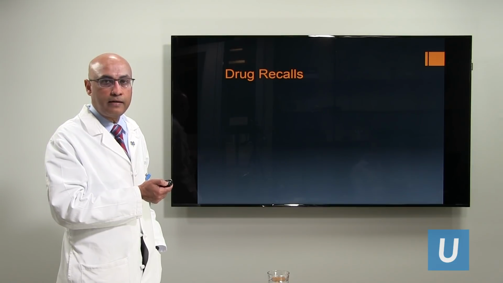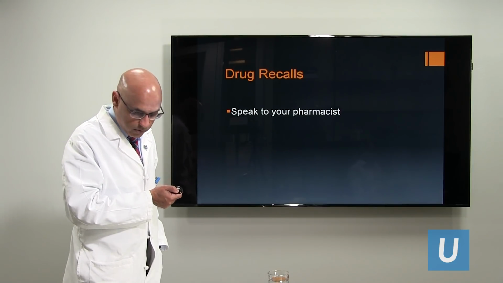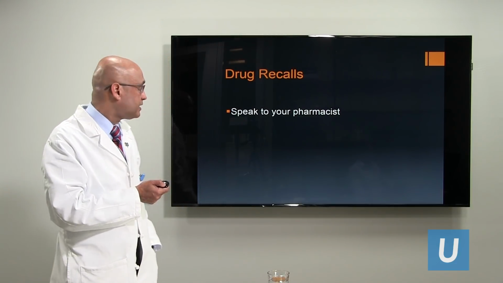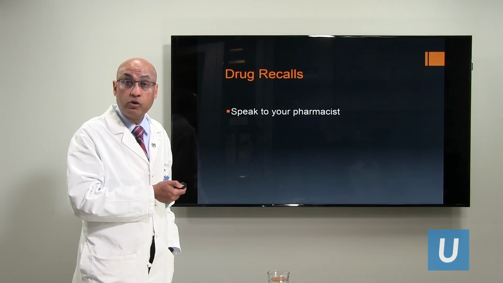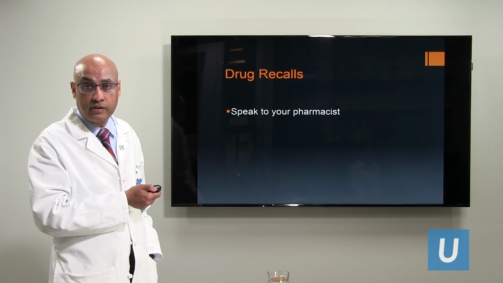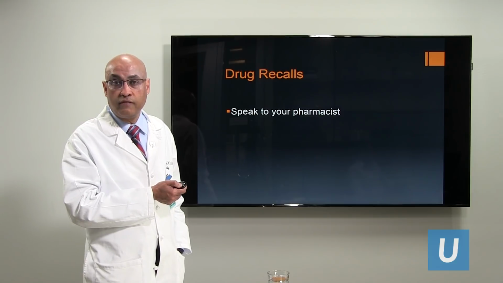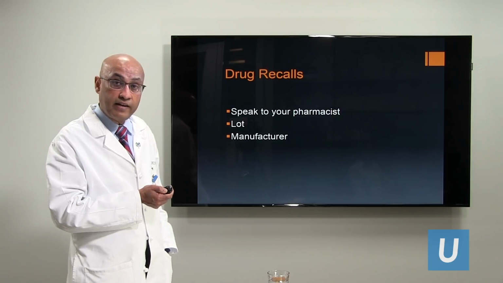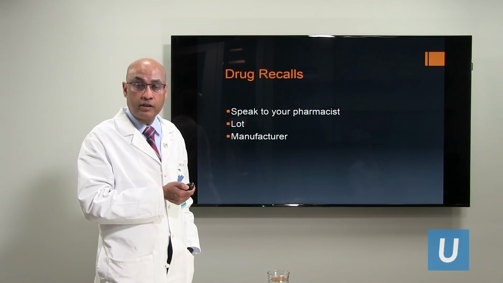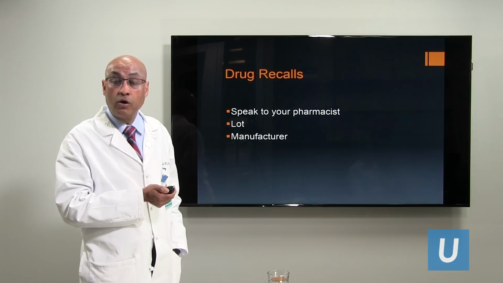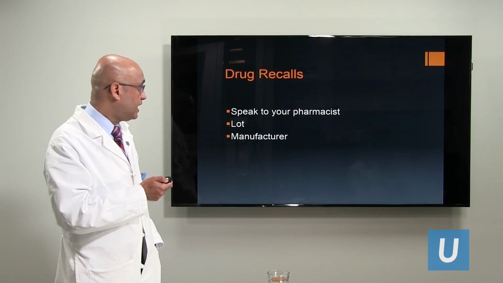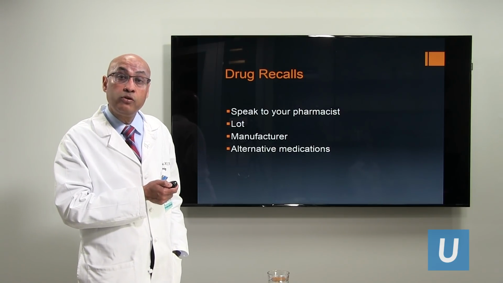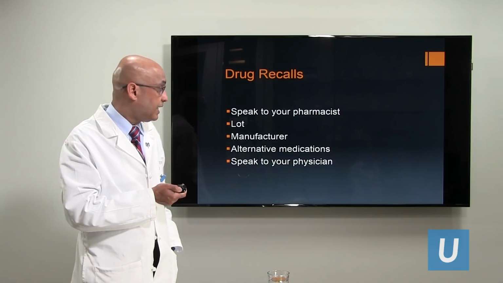Now, I do want to end this talk with drug recalls. There have been some drugs that have been recalled. Most of these are manufactured outside the US. When a drug is recalled, you can go to the FDA website, they will have the list of the drugs being recalled, but the best thing is to call your pharmacy. Find out what the lot number was for that drug, who the manufacturer was, and they can give you alternate drugs. They can give you the same drug, but with an alternate batch or different manufacturer. And if they don't have that, they can give you alternative medication names, which you should then verify by calling your physician or healthcare provider.